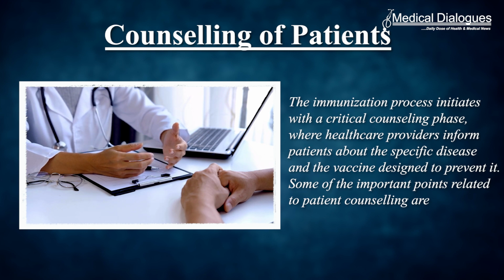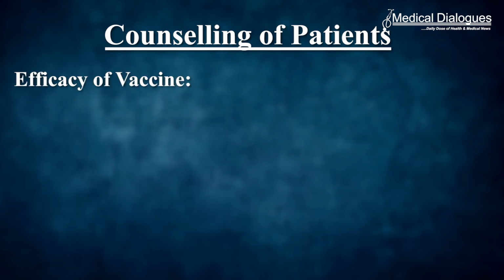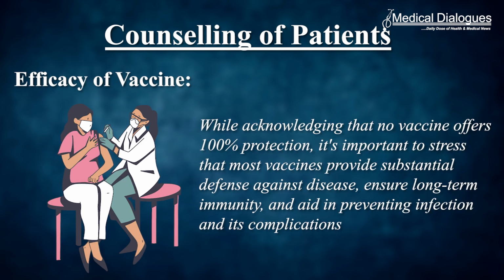Some of the important points related to patient counseling are disease risk, prevention, and statistical data to outline the probability of disease contraction within the population, highlighting that certain groups may face a higher risk of complications. Efficacy of vaccine. While acknowledging that no vaccine offers 100% protection, it is important to stress that most vaccines provide substantial defense against disease, ensure long-term immunity, and aid in preventing infection and its complications.